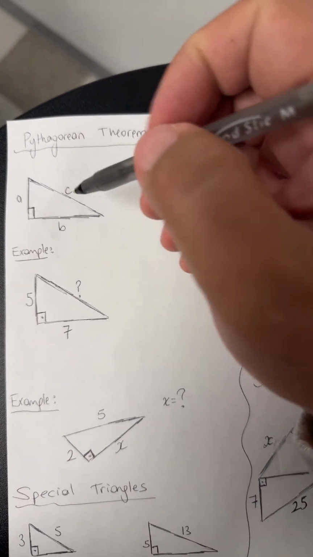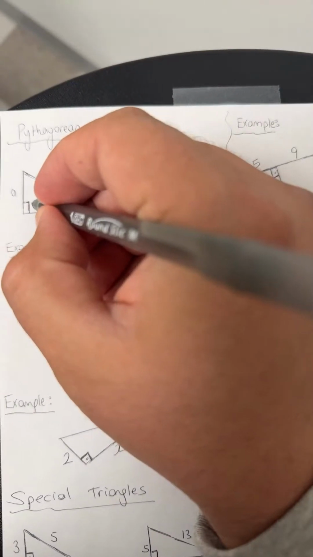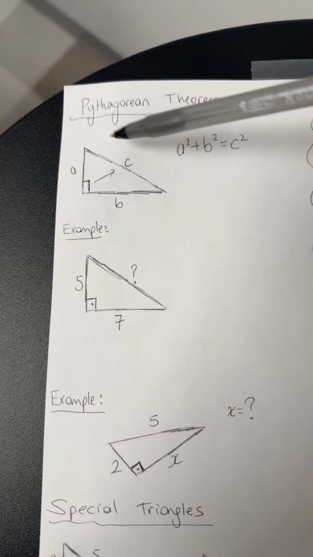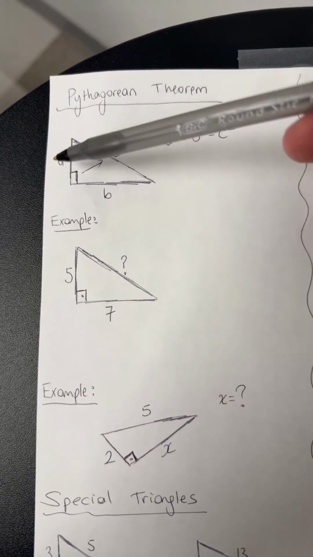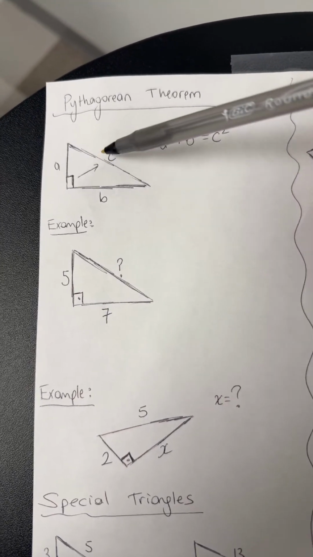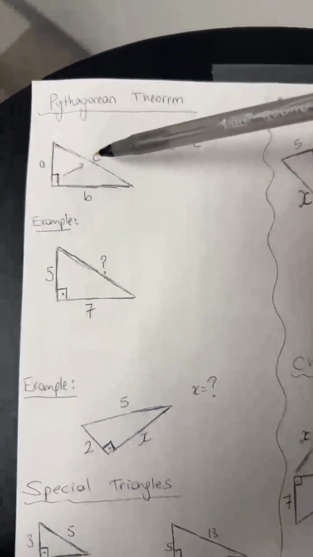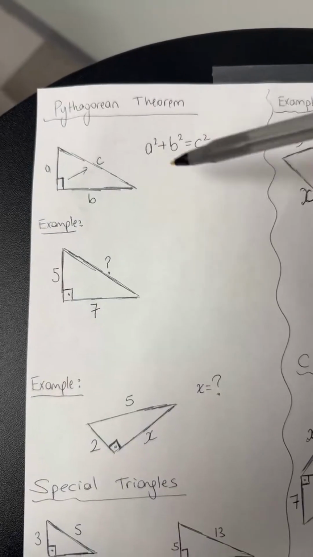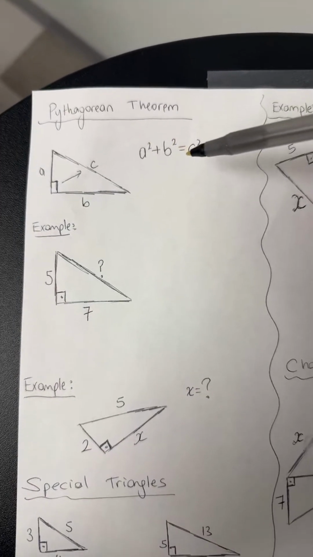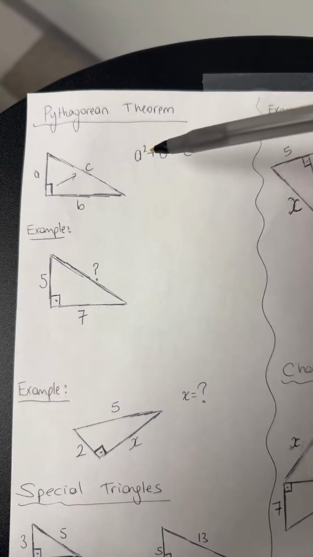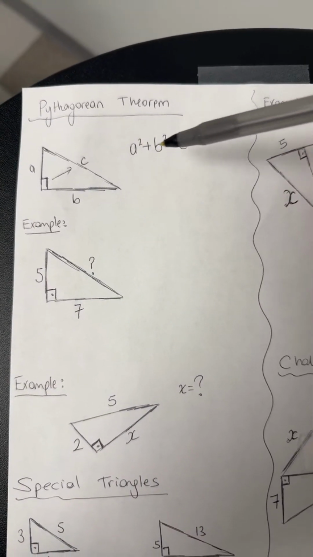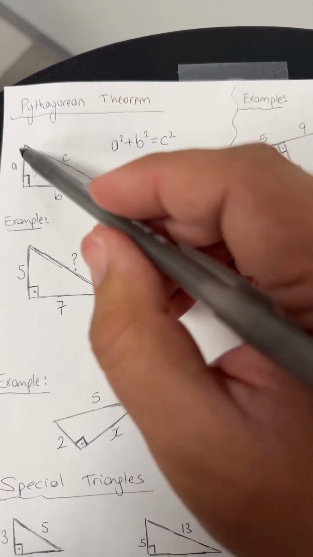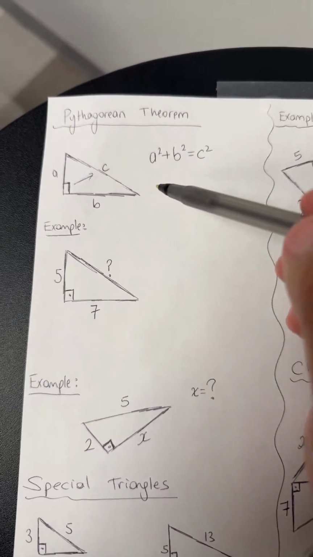In a right triangle, if the side opposite to 90 degrees is C and the other two sides, we call them legs, A and B, so C is also called hypotenuse, then A squared plus B squared is equal to C squared. Okay, so we're going to be always using this formula. A squared plus B squared is equal to C squared is the theorem when the side opposite to 90 is C and the legs are A and B.